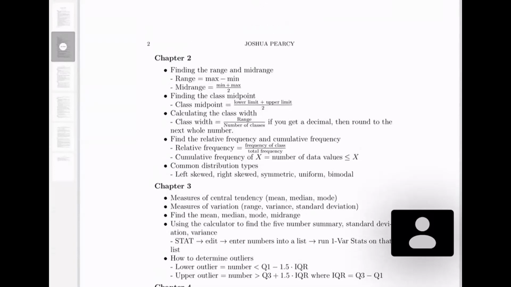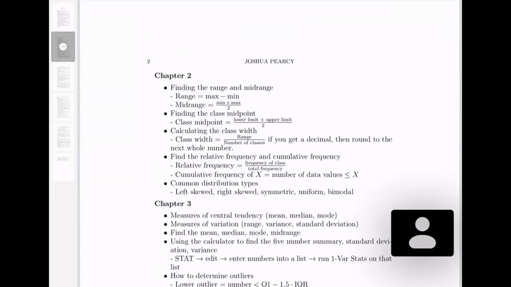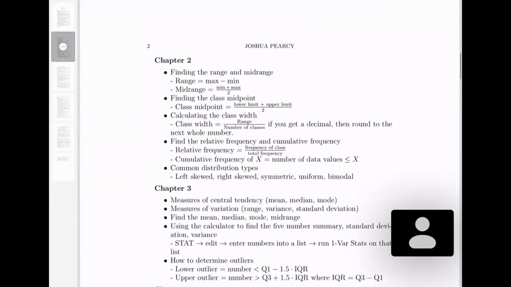So we talked about finding the range and mid-range. Obviously the range is the maximum minus the minimum. We didn't talk about this in chapter 2, but I'll just mention it here. The mid-range was found by taking the minimum value and the maximum value and averaging the two. It's a rough estimate of the middle.